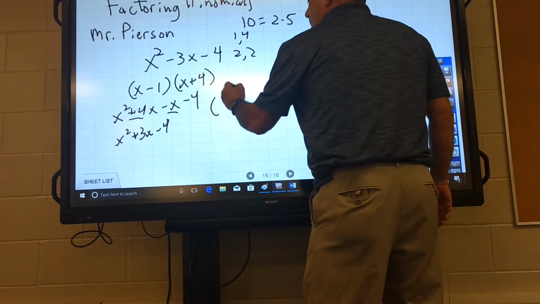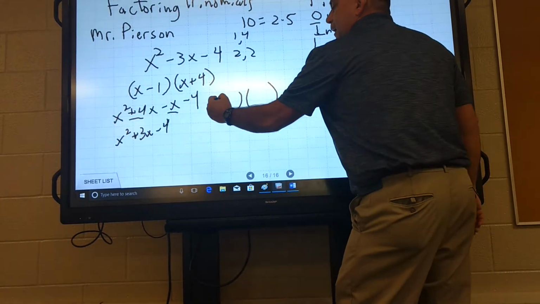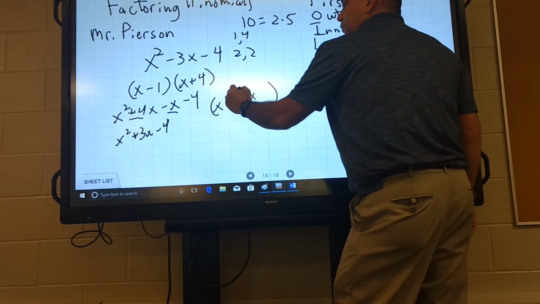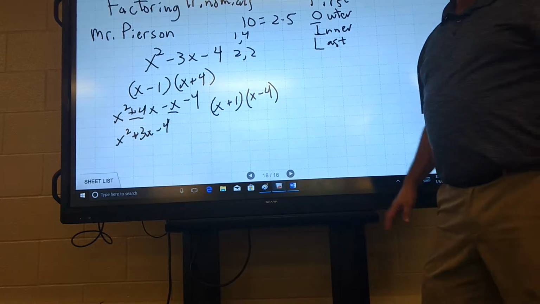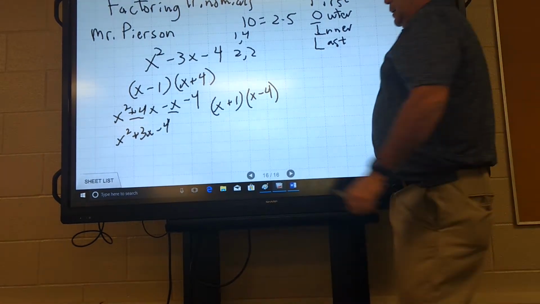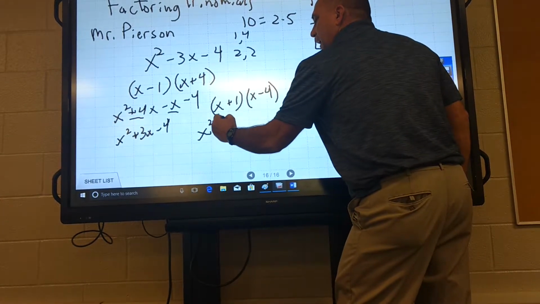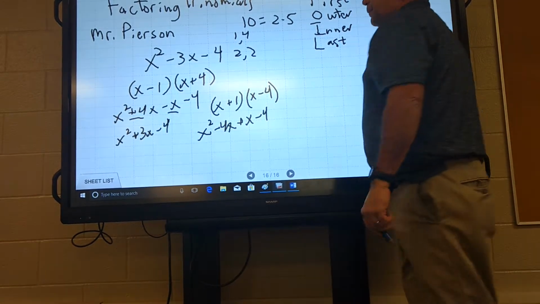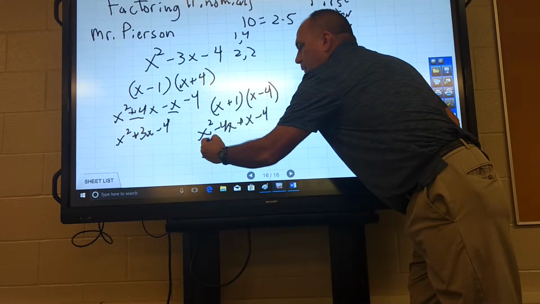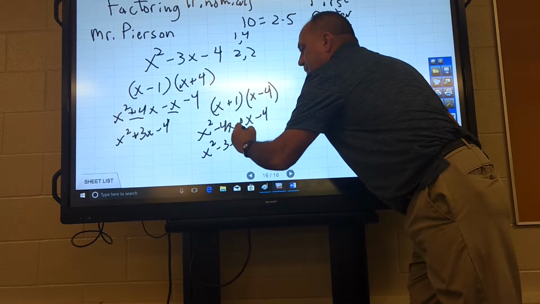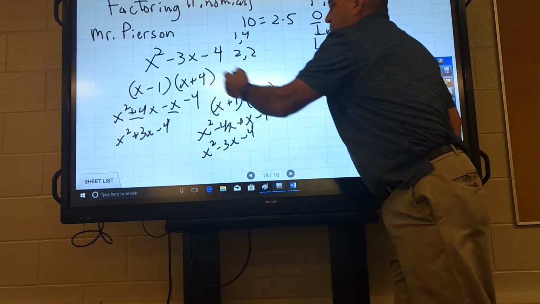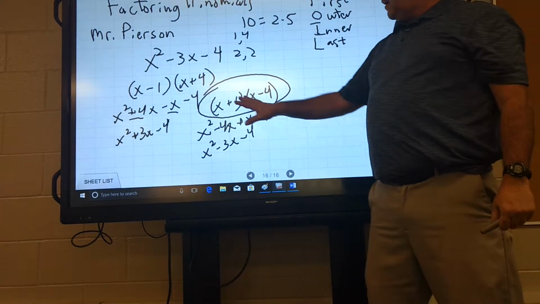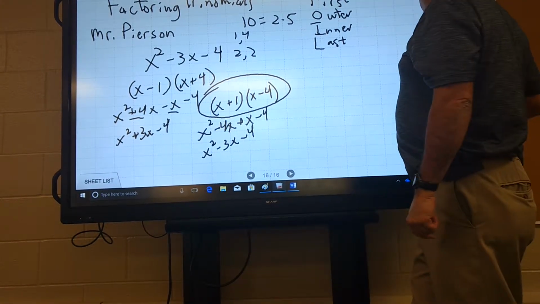So we go back and start this out again, and we go x and x. But this time, instead of using minus 1 and plus 4, we're going to use plus 1 and minus 4. So we multiply this out: x squared minus 4x plus x minus 4. And when I combine like terms, we get x squared minus 3x minus 4, which is what we started with. So this is our correct answer. That's the factored form for the trinomial: x plus 1 times x minus 4.